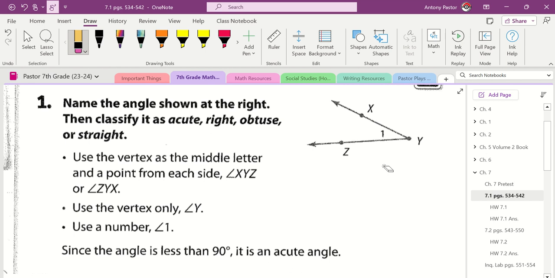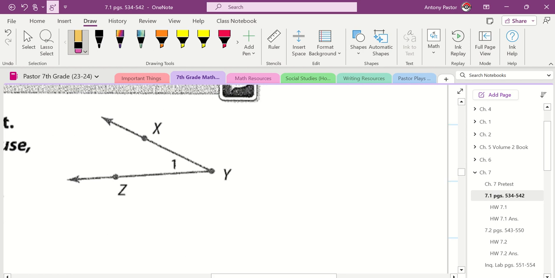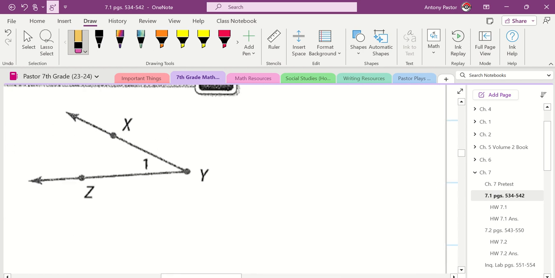Okay, so there are 4 different ways we can name this angle, and I'm going to teach you guys how to do this without looking at the textbook.